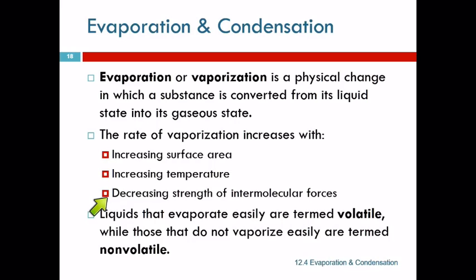The other thing we can do is decrease the strength of the intermolecular forces. Well, you can't really change that in a liquid, but if you compare two liquids that have different intermolecular forces, the one with the weaker forces will evaporate faster. The word volatile refers to liquids that evaporate more quickly, and non-volatile refers to those that do not vaporize easily. So, like vegetable oil. Does the vegetable oil evaporate? If it does, it's really slow, right? But alcohol or gasoline evaporate very quickly. And so those are called volatile liquids.